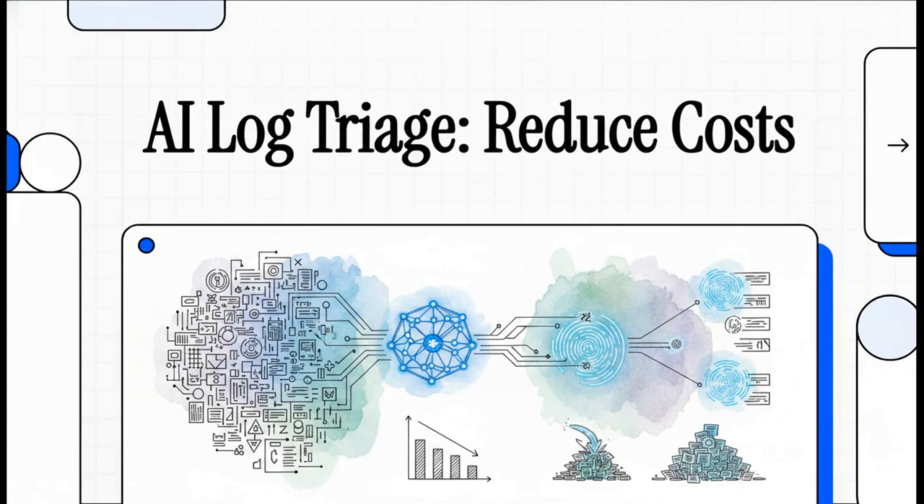Today, we're diving into a massive shift in how organizations manage their most complex system data. We're talking about AI log triage, and more specifically, this incredible technique called fingerprinting. It's literally rescuing IT departments from total data overload, and yes, severely cutting operational costs while doing it. Let's get right into it.